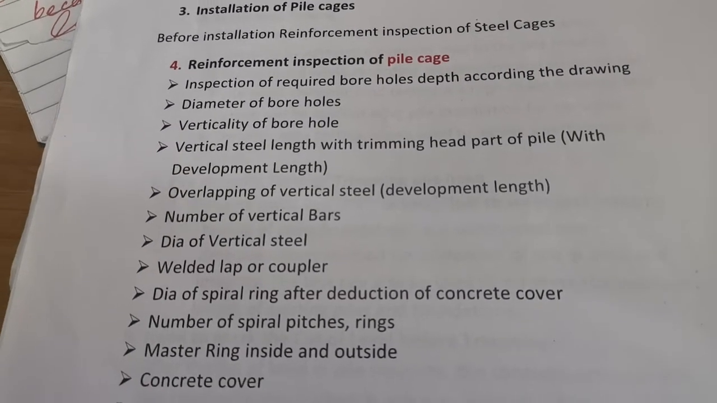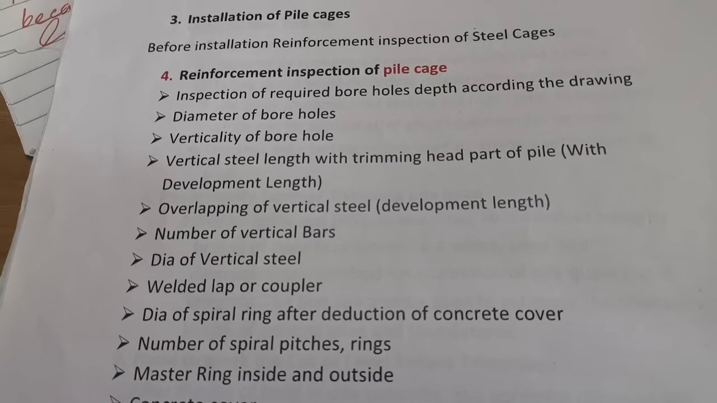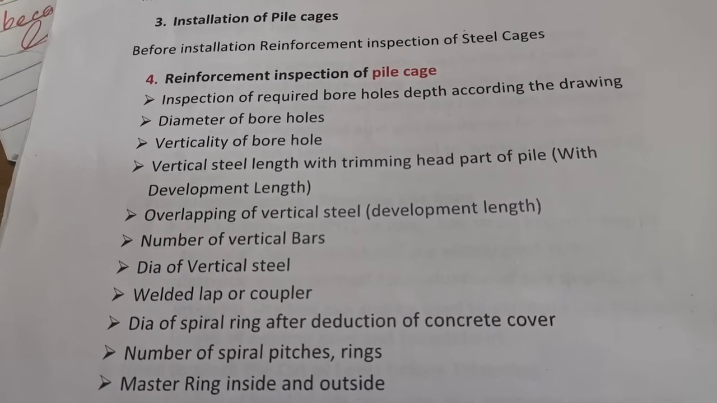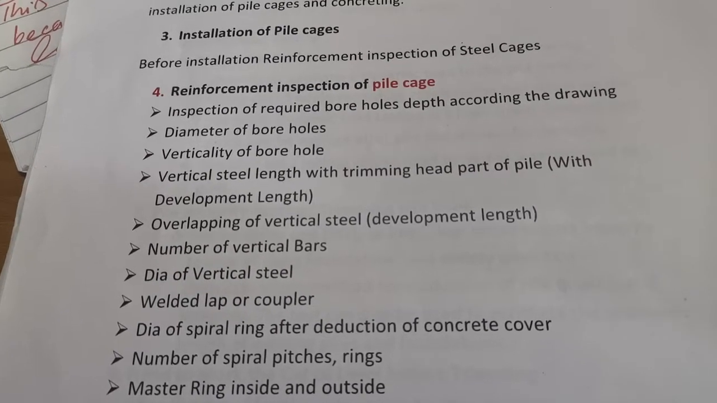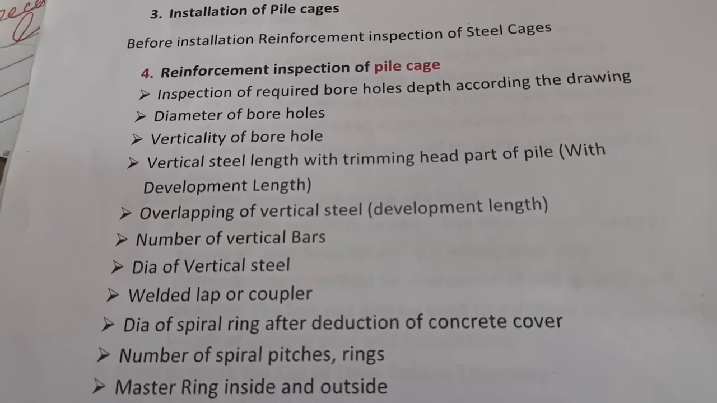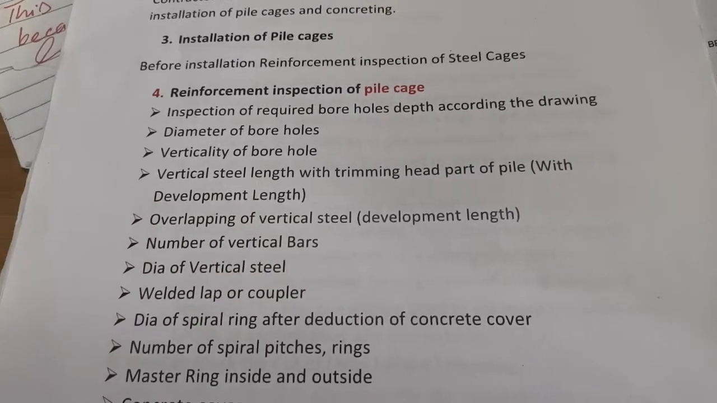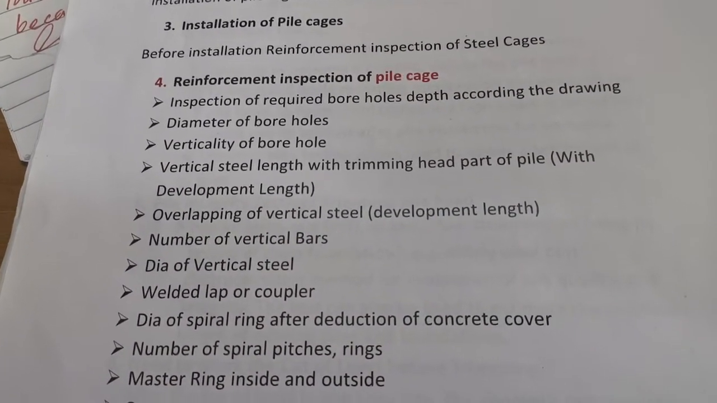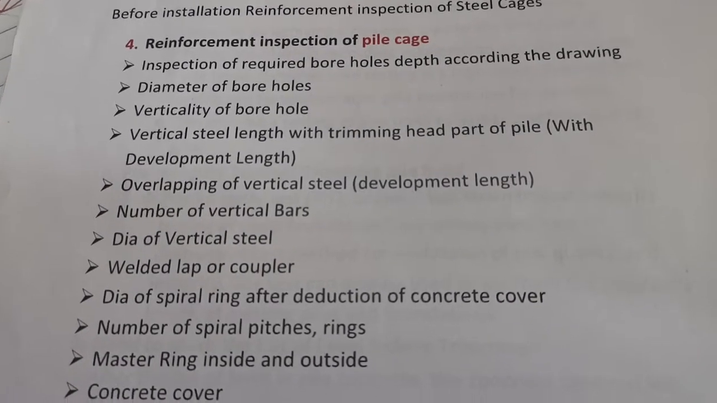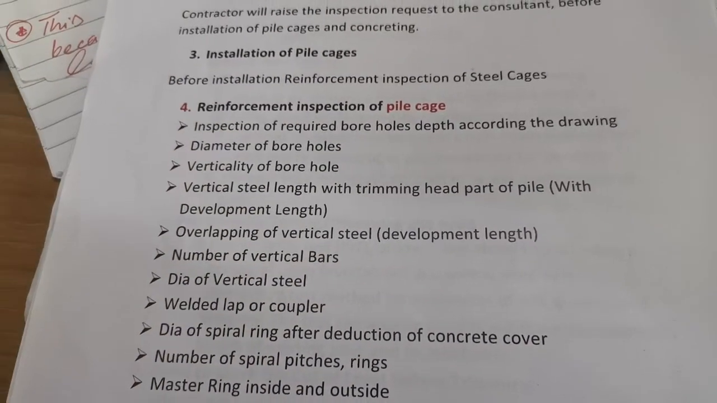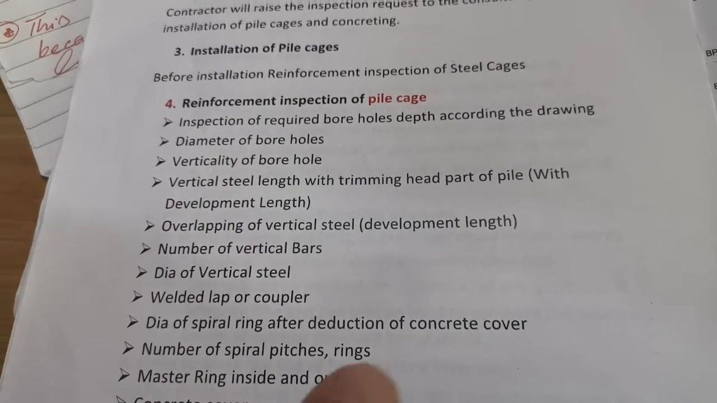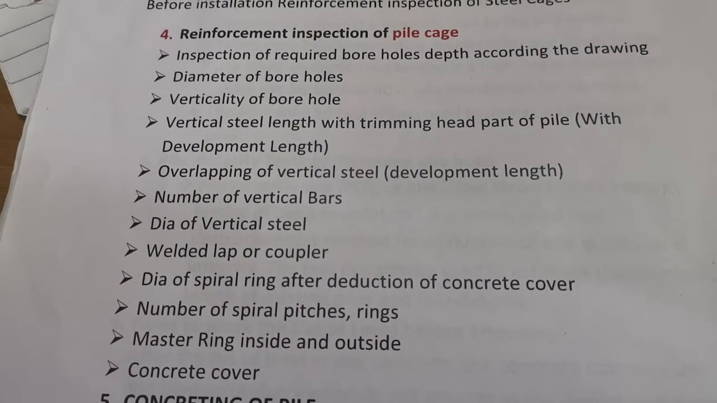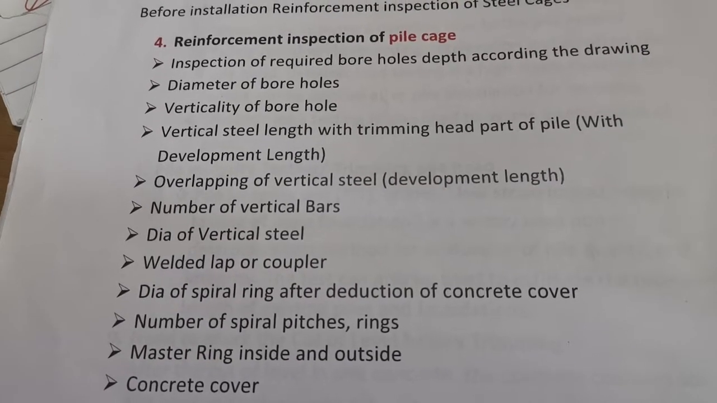Number of vertical bars. Because these are round piles, there is the vertical steel according to the diameter, or around the diameter. Dia of vertical steel. Here is the helical ring. It means what was the dia of the inner ring and the outer helical. And welded lap or coupler, here they used overlap.